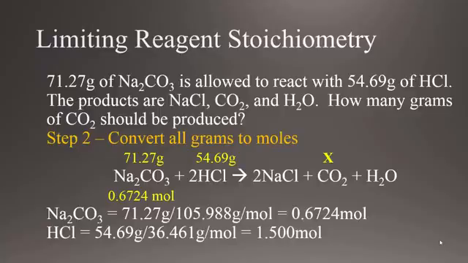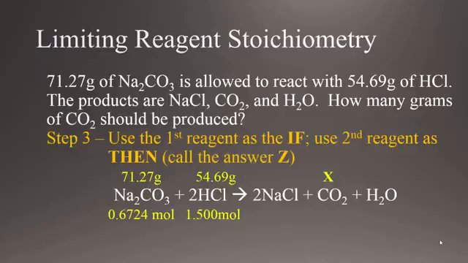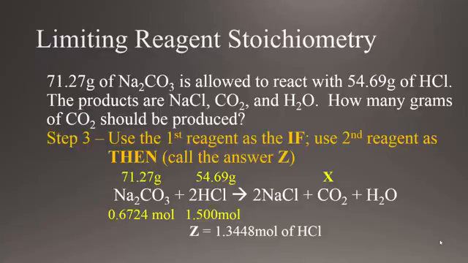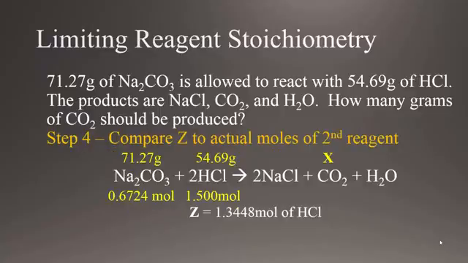Then I do it for the hydrochloric acid, and now I'm all set to go to step 3, where I'm going to use the first reagent as the if and pretend I don't know the second reagent. I set up my ratios, and when I do my cross multiplication and division, I find that Z is equal to 1.3448 moles of hydrochloric acid. I now compare that value to what I really have. So I compare the 1.3448 to 1.500.